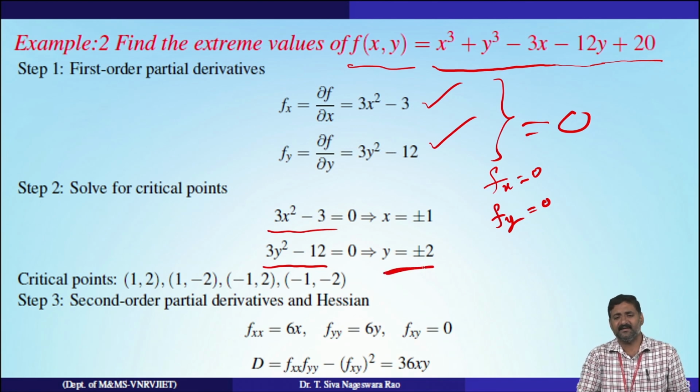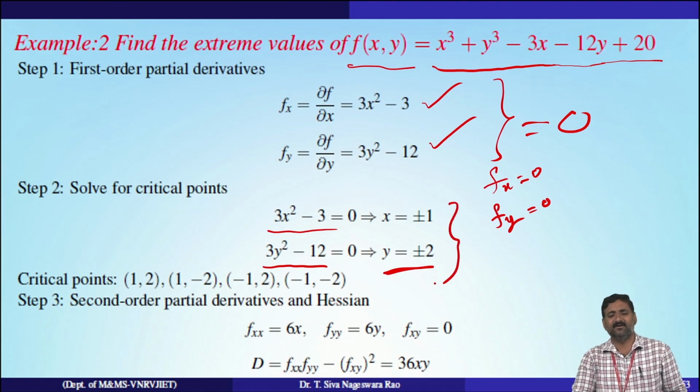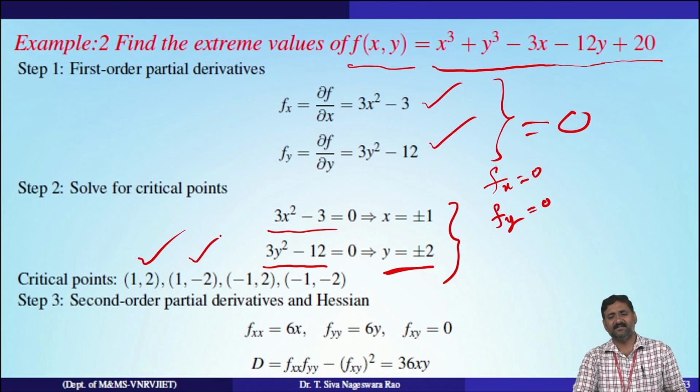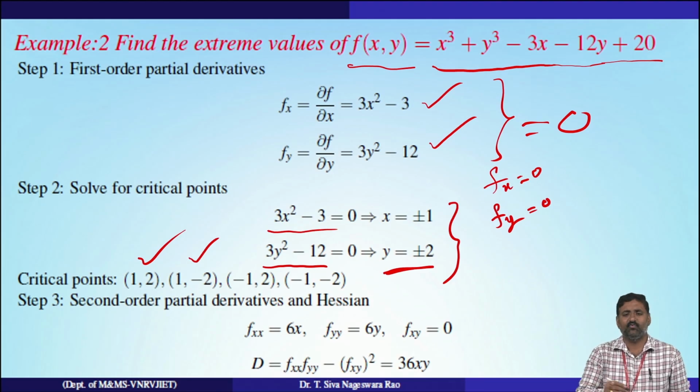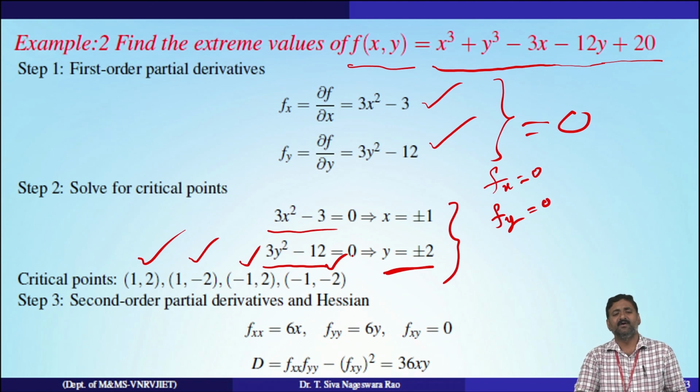Now, how to find the critical points? We will take all possible combinations. Fix x is equal to 1. Take y possible values. So, 1, 2. Next point is 1, minus 2. Similarly, fix x is equal to minus 1 and pair with y. Then what you will get? Minus 1, 2 and minus 1 comma minus 2. So here we will have 4 different critical points.